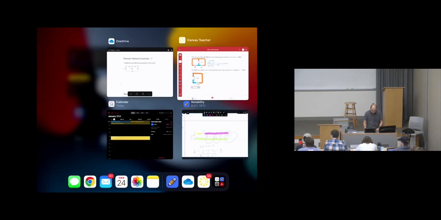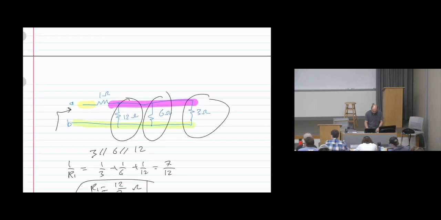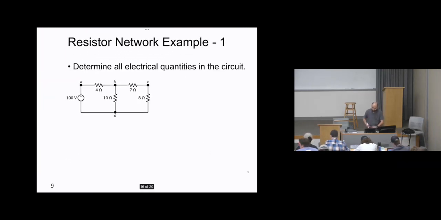Let's go back to the notes. Now we need to solve DC circuit analysis. How to solve the DC circuits? This question says determine all of the electrical quantities. I already wrote the procedure, I think, two lectures ago.